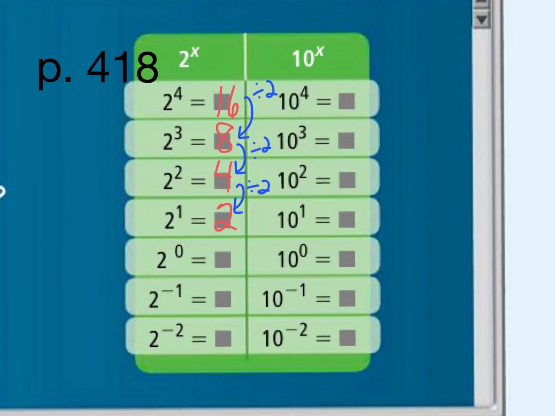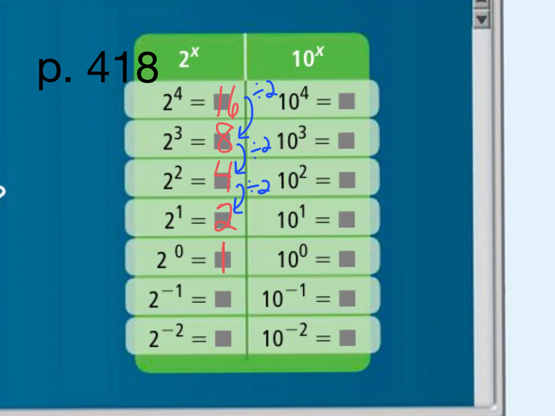Notice our exponents keep going down by 1, so down below here we've got 2 to the 0, 2 to the negative 1, 2 to the negative 2. So the pattern actually is going to continue, and we'll talk more later in the chapter about why that's the case and how that exactly works. But 2 to the 0 power, if you continue the pattern dividing by 2, 2 divided by 2 would be equal to 1. So 2 to the 0 power is equal to 1.